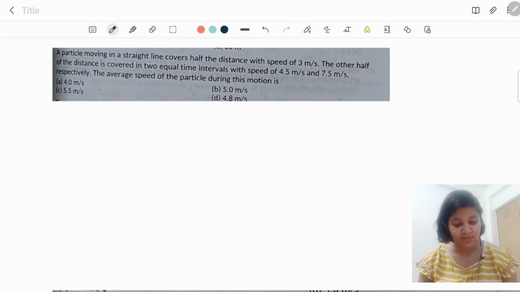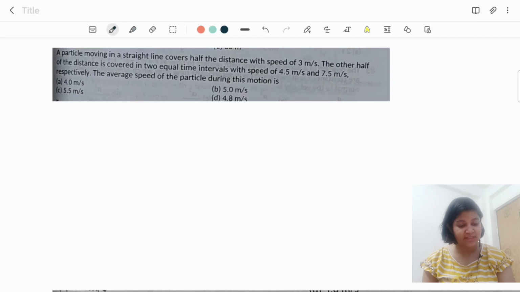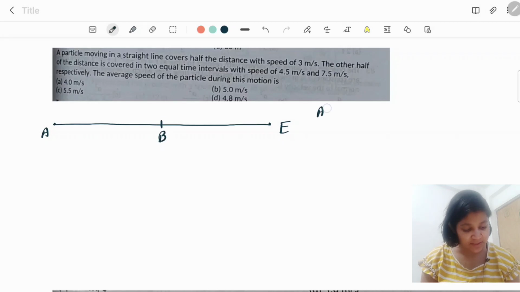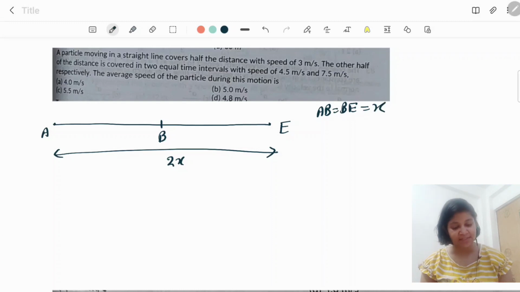So let us now look into our problem. A particle is moving in a straight line and it covers half the distance with a speed of 3 meter per second. Let me consider this is the straight line. The particle is going from point A to point E, and half the distance, let us say that AB is equal to BE. Let me take this entire distance as 2x. So AB and BE become x, which is half.